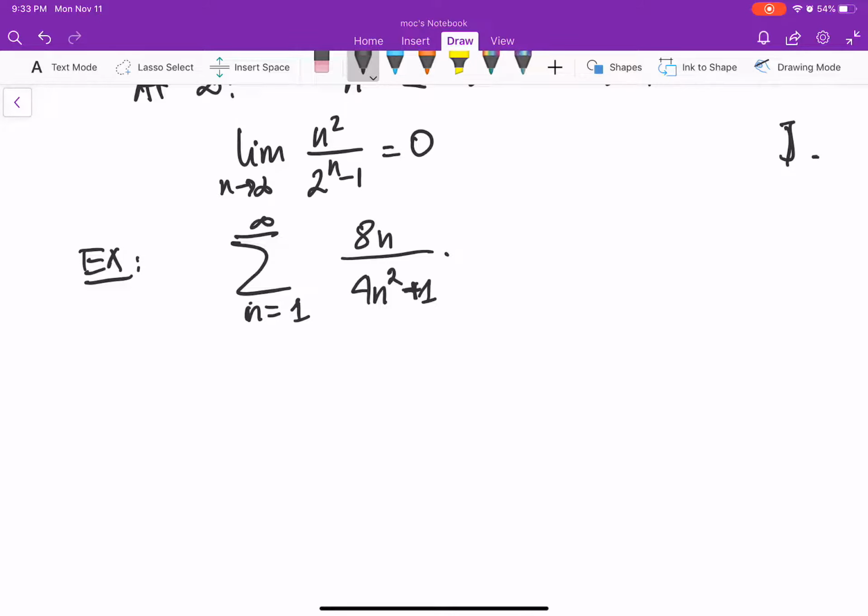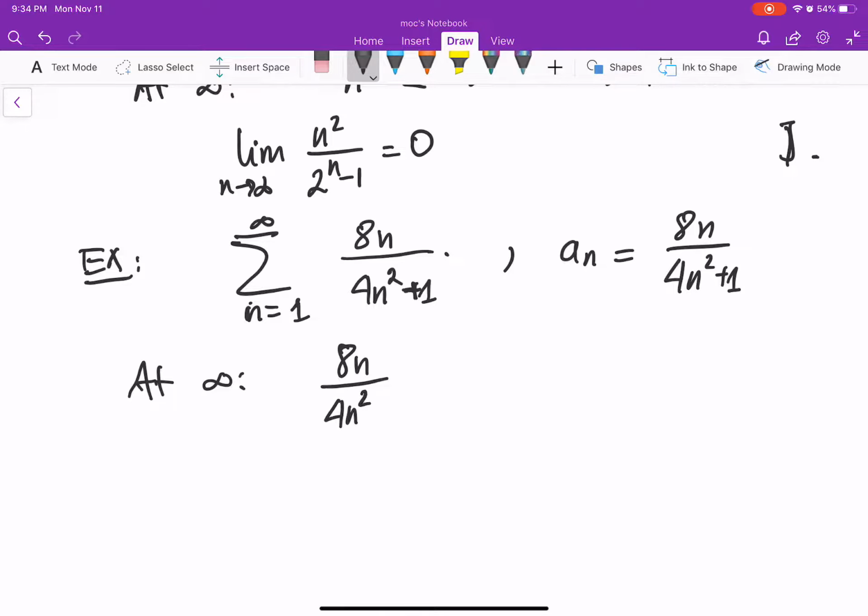So the general term of this series is 8n over 4n squared plus 1. On the top you have a polynomial of degree 1. In the bottom you have a polynomial of degree 2. So at infinity I would say 8n over 4n squared plus 1 is similar to 8n over 4n squared, which is 2 over n.